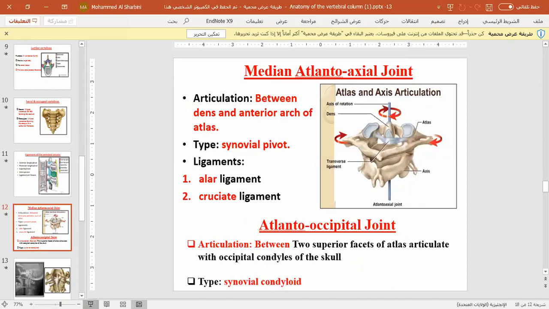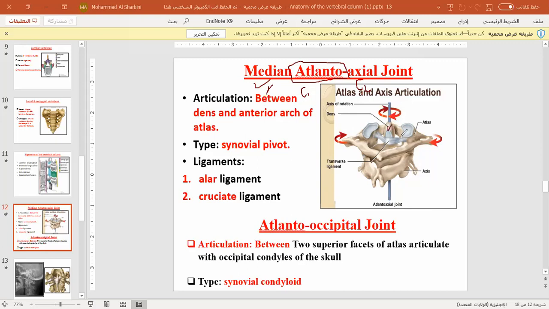Atlanto-axial joint. What is meant by atlanto-axial joint? What is meant by atlanto? C1. Axial is C2. Median, what is meant by median? Median means in the middle, at the midline. So here we make a joint between what?